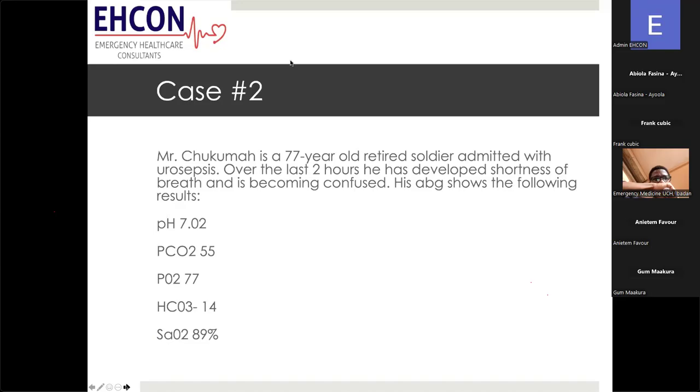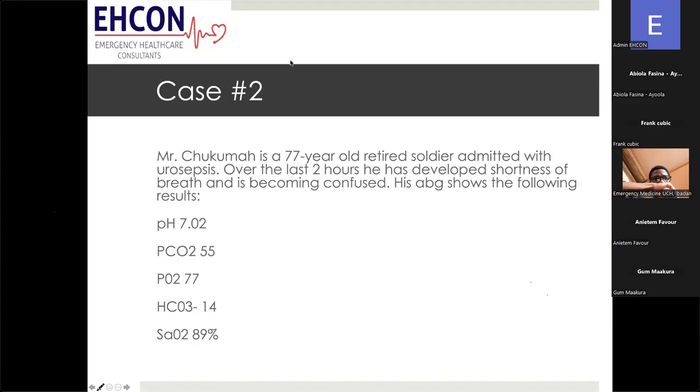And over the last 2 hours, he's developed shortness of breath. He's becoming more confused. And they're giving us the ABG results below. pH is 7.02, PaCO2 is 55, PO2 is 77, bicarb is 14, and his saturation is 89%. So before we even do anything, of course, we've got to do our Henderson-Hasselbalch, make sure that this gas is actually even internally consistent. So if we take 24 times that PaCO2 of 55 and divide it by a bicarb of 14, we get a hydrogen ion concentration of around 94.3.